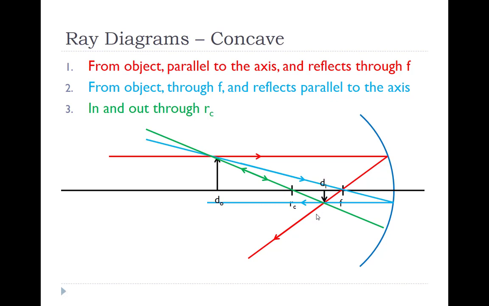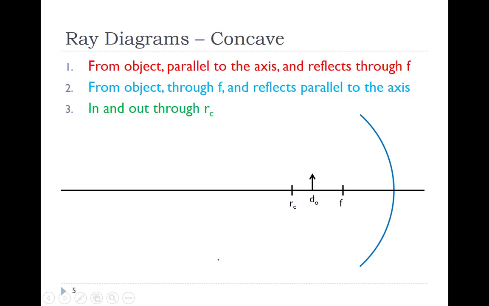Okay, so if I were to characterize this image, I would say that it is a real image, because I could put a screen and put that arrow onto a screen. So I would say it is real. This arrow points up, that arrow points down, therefore it is inverted. And this arrow is taller than that arrow, therefore the image is smaller. You might also hear me say that it is diminished. Can't spell today. Diminished.